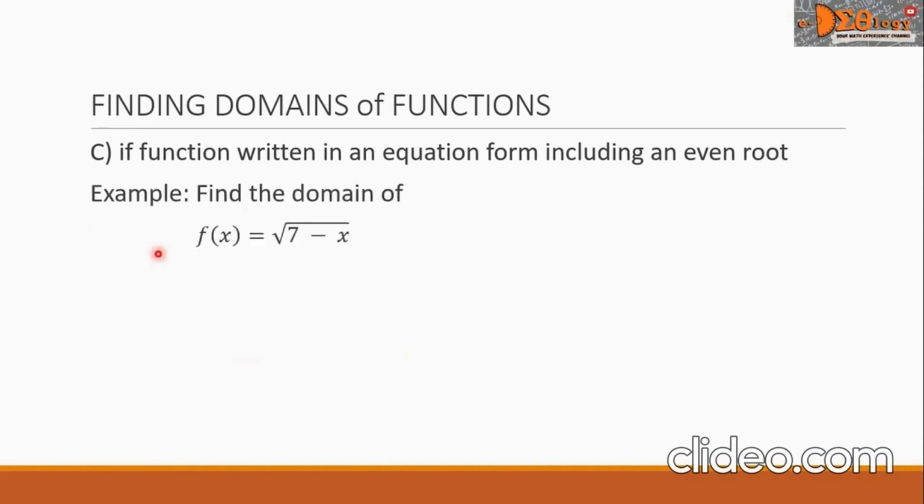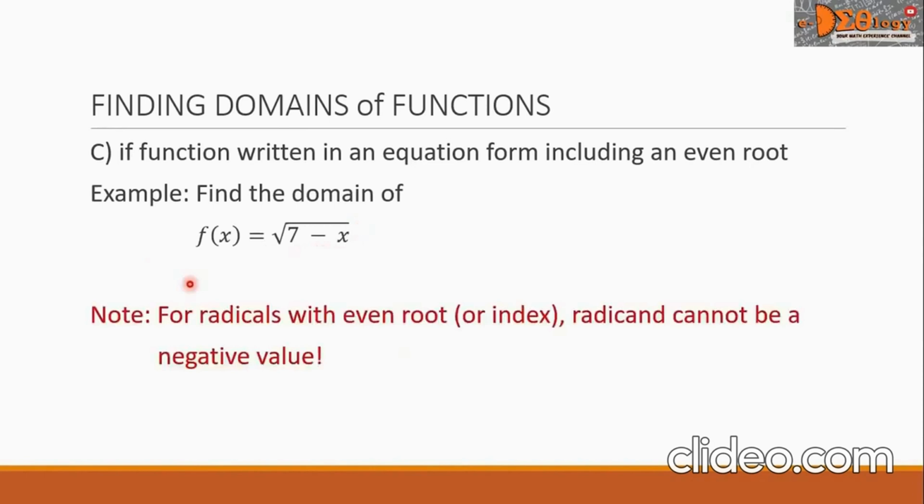Let's have example. Find the domain of f(x) = the square root of (7 - x). Please note that for radicals with an even root or index, the radicand cannot be a negative value. Radicand means those terms inside the radical symbol. And in here, in our problem, the index is 2.